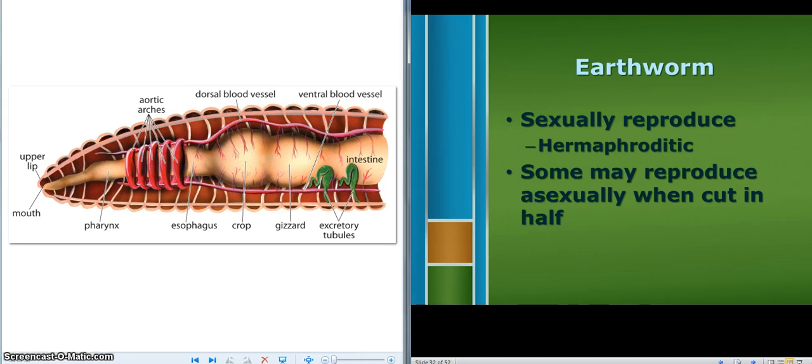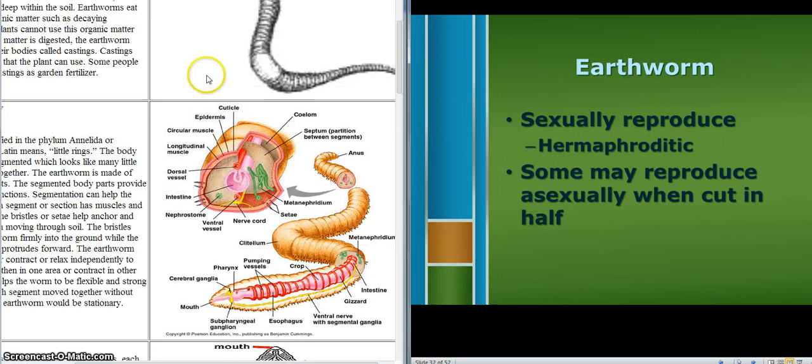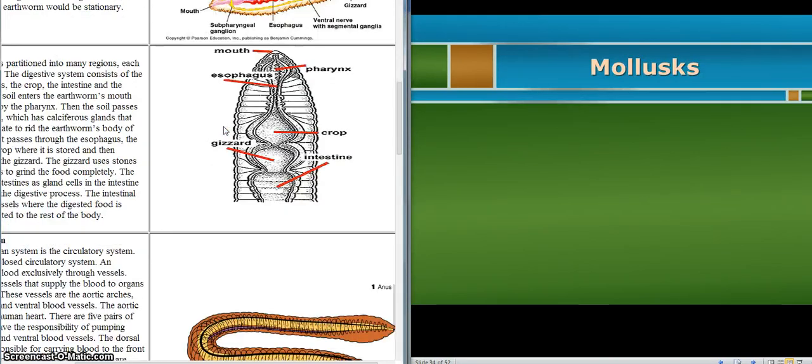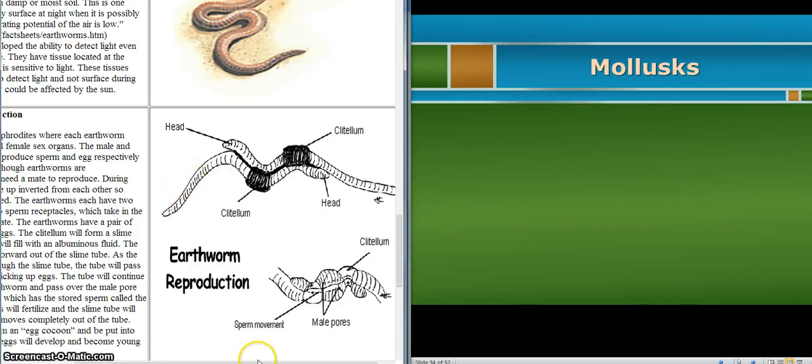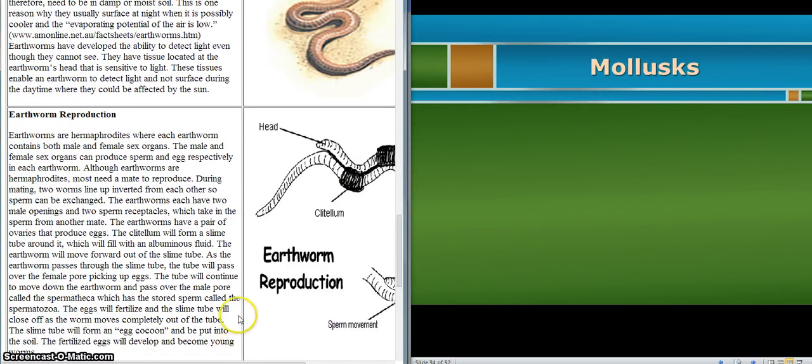What happens is two earthworms will line up next to each other. Here we go. Let's see if we can pull this up. Two earthworms are going to line up next to each other, and as they do, a slime coat begins to pass over the earthworm. And really the reason that they need this is because this one is going to allow its sperm to come out of a little hole. This is going to give us a better description of it if you want to just pause and read. But it's going to allow the sperm to leave the body through that slime coat.